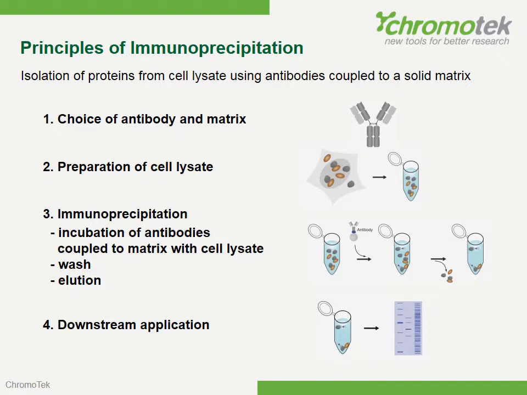After choosing the antibody, you have to prepare your cell lysate. Cell lysates can be prepared from many organisms like eukaryotic cells, yeast, plants, so it depends on which organism you're working on. To start your IP, you then add your lysate to the antibody coupled to beads. After incubation, you wash away all unspecific bound proteins. And finally, you can elute your protein of interest from the beads. This eluted protein you can then use for all kinds of downstream applications.